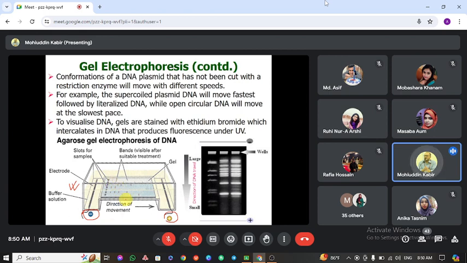Before running the DNA, we need to prepare the agarose gel. So this is the agarose gel. Okay, this is the agarose gel. In the agarose gel preparation, a comb is used.